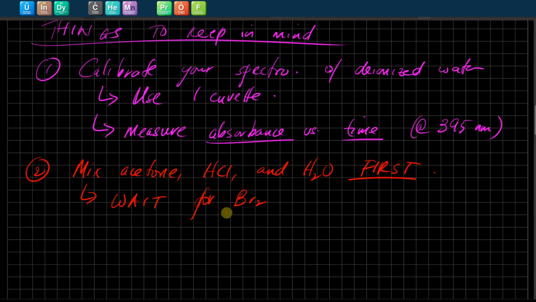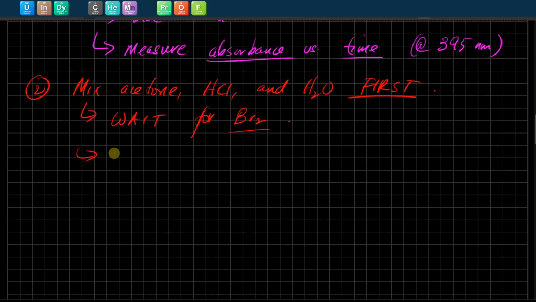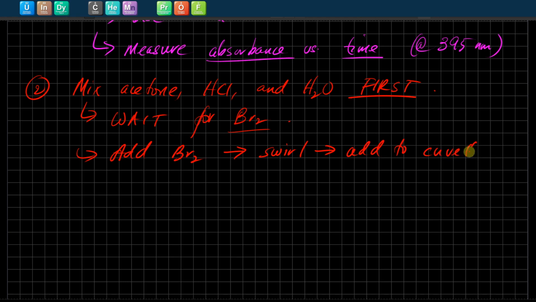Br2 is only added when we're ready to add it, and when you add the Br2, you have to move fast. You'd add the Br2 to the rest of the reactants and give it a quick swirl to make sure it's all mixed up and reacting. You'll rinse out the cuvette and add your solutions to the cuvette, and then you'll quickly add it to your spectrophotometer and measure the absorbance on the graph.